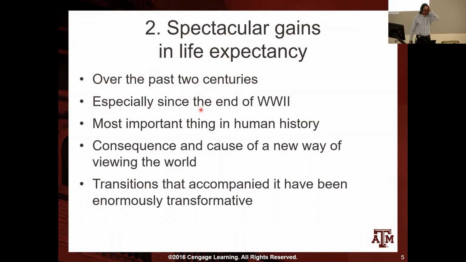II. After World War II, a lot of improvements in health, in technology, in medications, and that improved the overall health of the population and helped mortality to decline. So that has been the most important thing in human history. It's a consequence and cause of a new way of viewing the world. So we see the world in a more rational way.